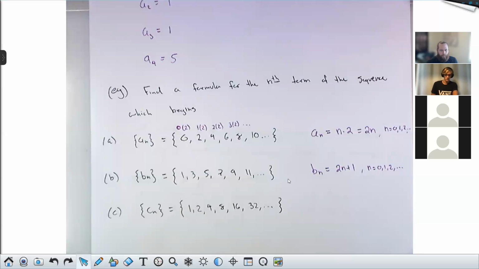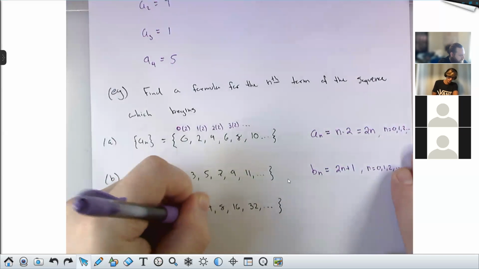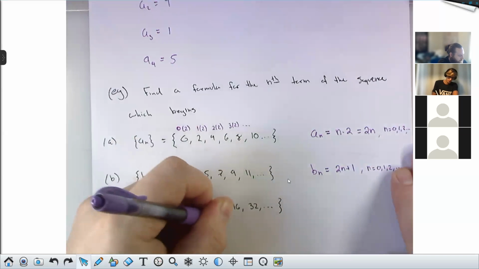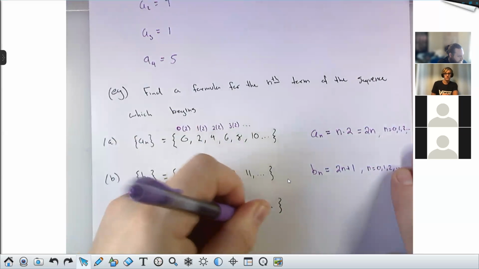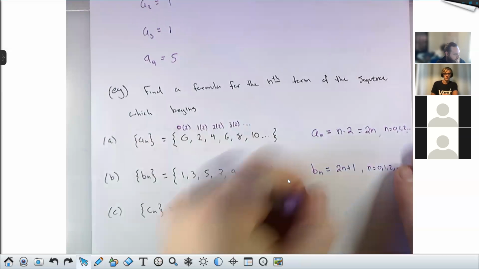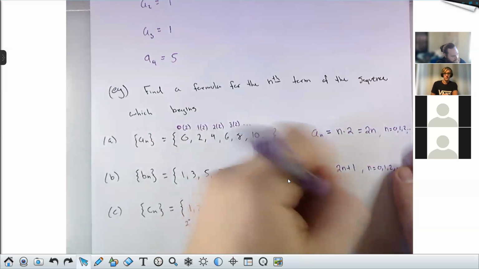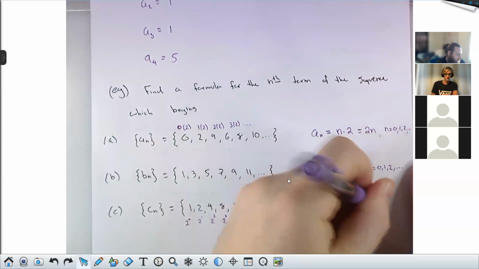All right. What about the last list here, c_n? 2 to the power of n? Yeah, very good, right? These are powers of 2. This is 2 to the 0, 2 to the 1, 2 to the 2, 2 to the 3, 2 to the 4, 2 to the 5, and so on. So the nth entry in this list is 2 to the n. And again, here I'm choosing to start at 0.